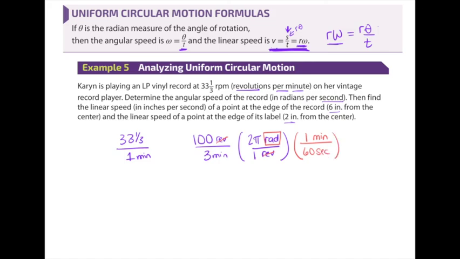So now I double check and say, okay, that will cancel out my minutes and that will give me radians per second. That is what I want. Radians per second. All right. So this will represent my angular speed.